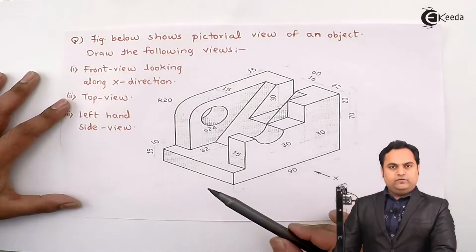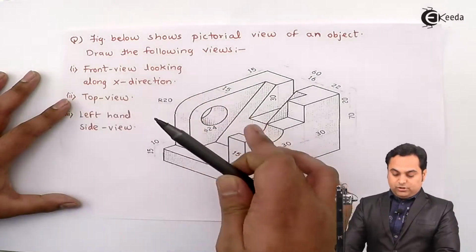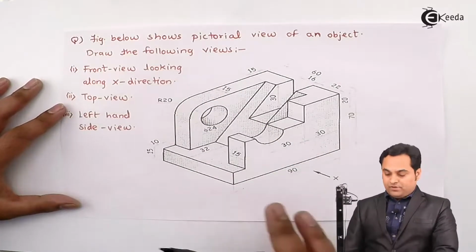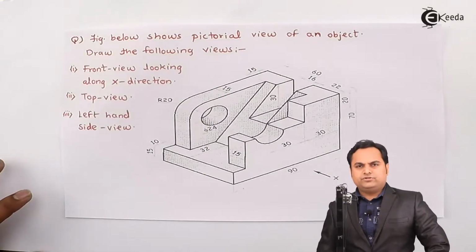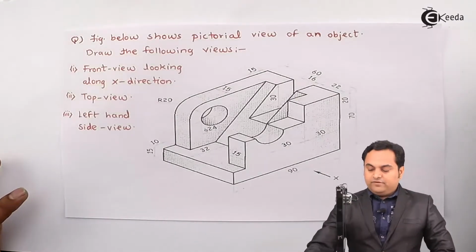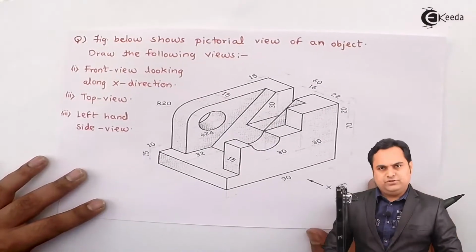Here we have a pictorial view. Looking along x direction, we have to draw the front view, then top view and left hand side view. Now the method is not mentioned here. Either we should use first angle or third angle. And whenever the method is not mentioned, always go for the first angle method of projection.